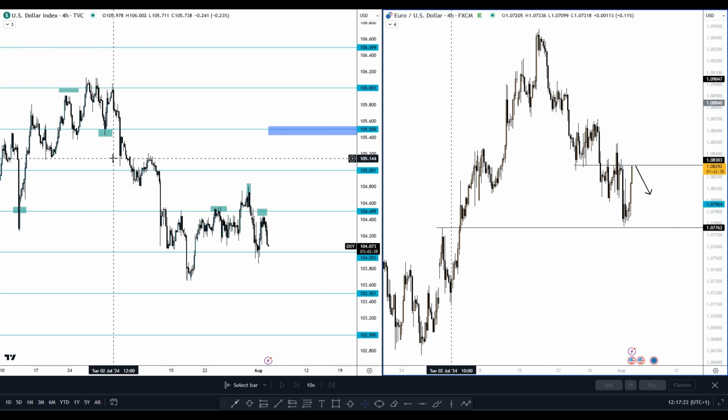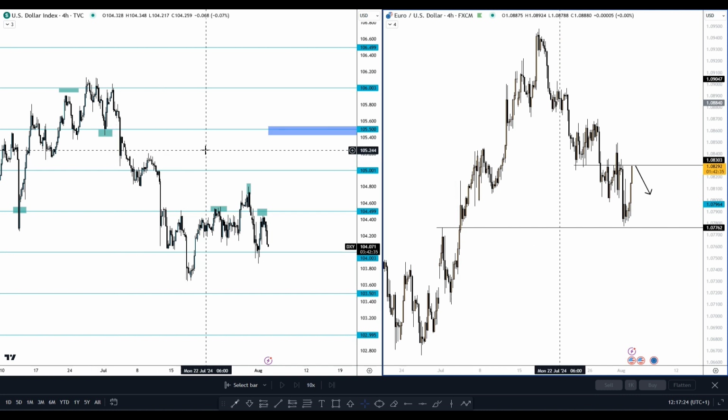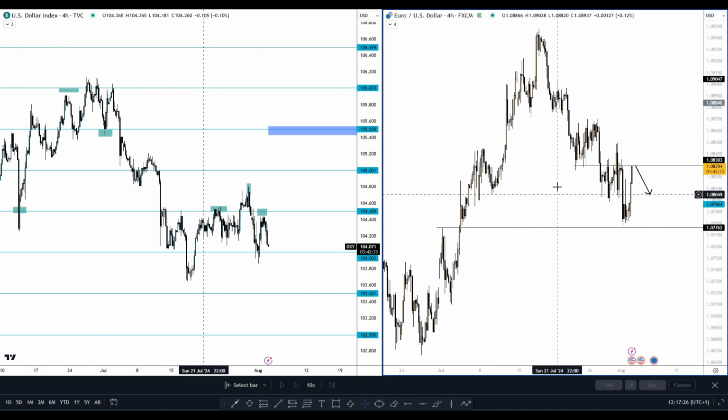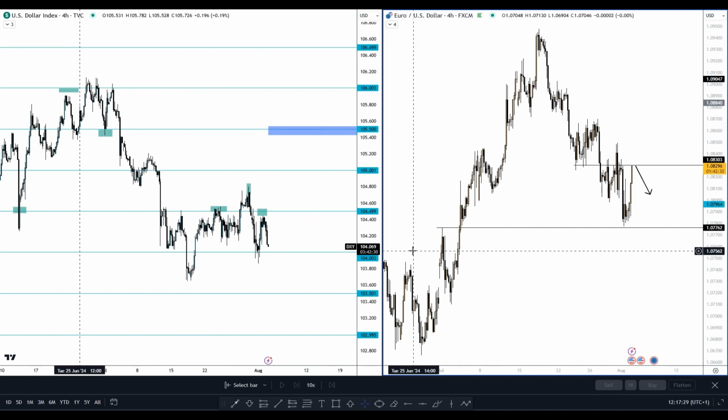So you basically want to identify areas within the market that you think the dollar is going to get strong and weak, and when price gets to those areas, you will then go onto your currency chart and identify areas that you may want to trade.